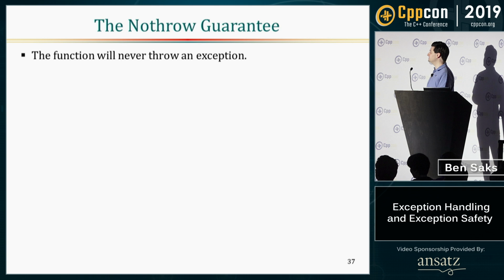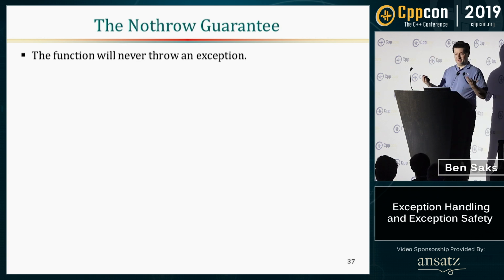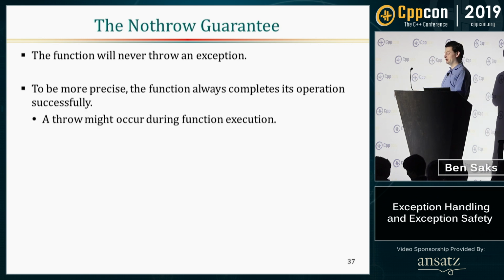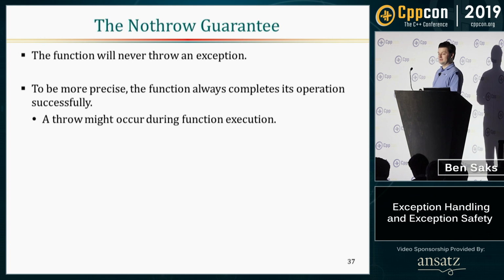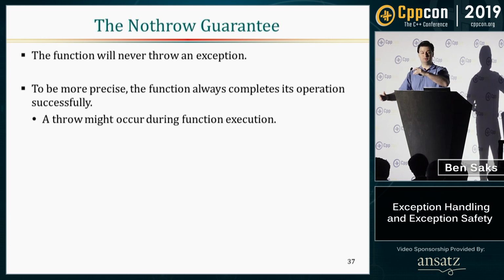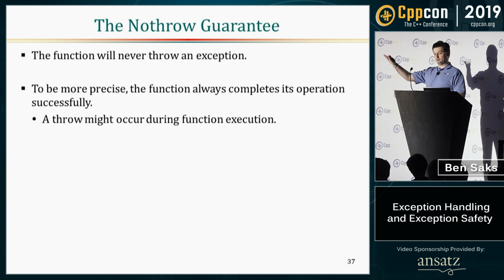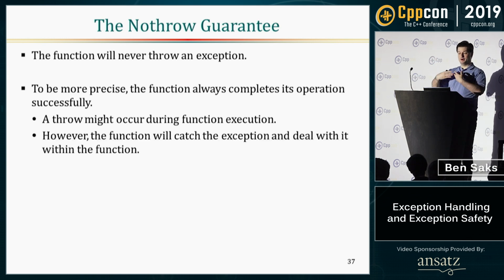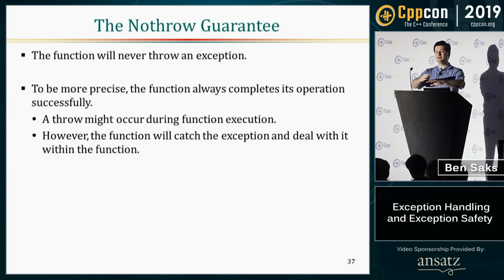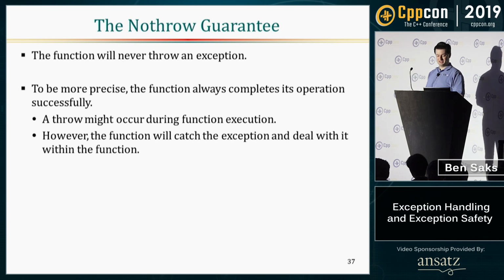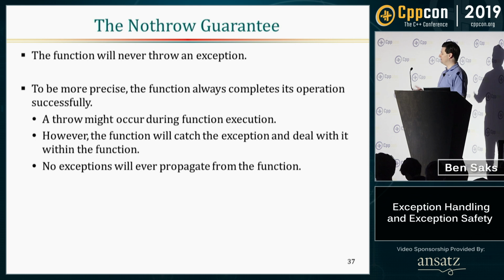And then there's the no-throw guarantee, which, as the name implies, just doesn't throw an exception at all, right? It turns out it's actually a little bit more complicated than that. Further down the call stack, it's possible that an exception would be thrown within a function that implements the no-throw guarantee. So an exception might be thrown, but the function that makes the no-throw guarantee is promising it will handle any exceptions that get thrown by any of the functions that it calls. So no exceptions will ever propagate out of a function that makes the no-throw guarantee.